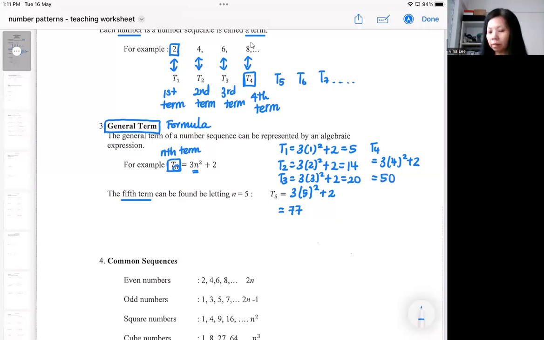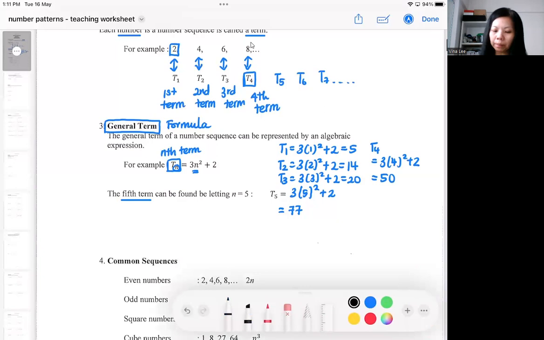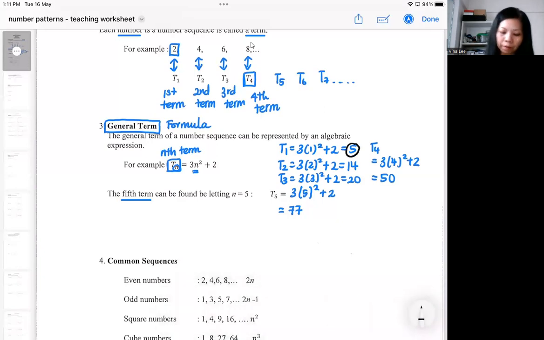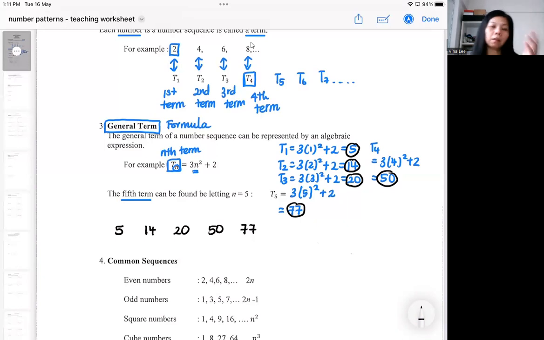With all this, I can arrange them in order. The first one will be 5. The second one will be 14. The third term will be 20. The fourth term is 50. And then the fifth term is 77. As long as I have the general formula or general term, I can generate all the numbers. You can generate a lot of numbers, whichever number that you want. This is the idea of a general term.